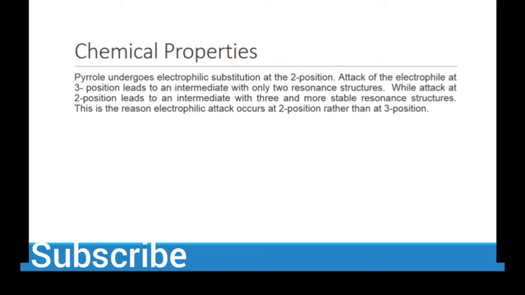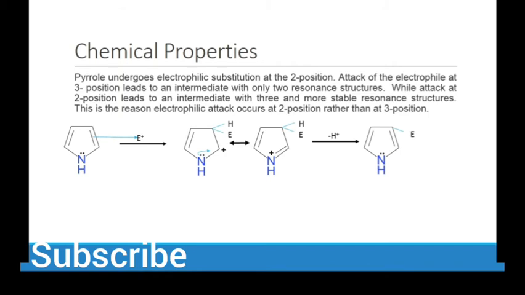I will show you how. So this is the electrophilic attack at position 2. If it attacks at position 2, this is the electrophile with positive charge, because an electrophile can accept electrons. So now we have a positive charge here. Then the lone pair, because the lone pair takes part in resonance, moves from this position to this position, and then we have this structure. So we have only 2 structures of pyrrole.